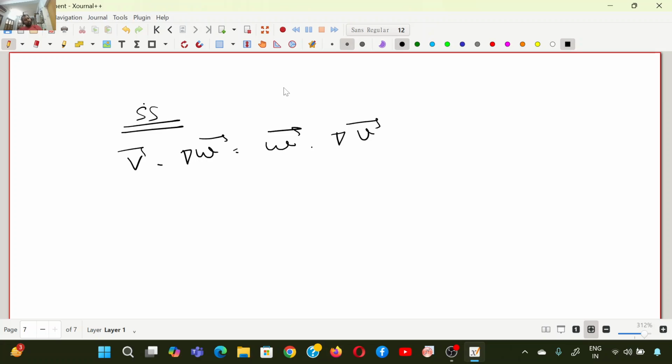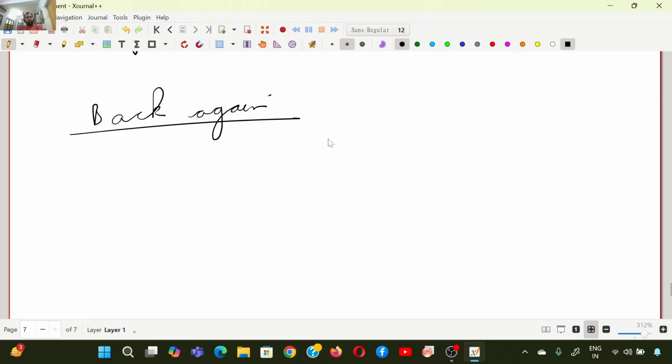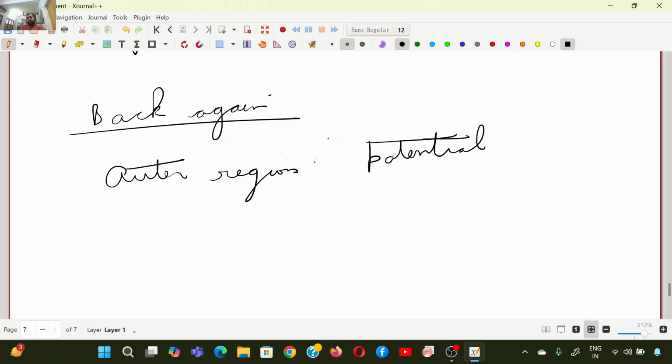Anyway, let's go back. I think I'm digressing a lot. Let us go back to the boundary layer concept. I'm not going into the details of vorticity transport and all. So basically we had two flow regimes. In the outer region, we had potential flow, and we have a boundary layer in the inner region.